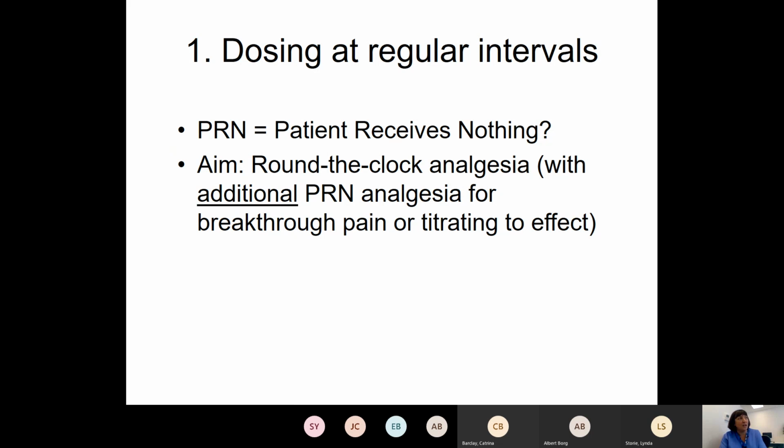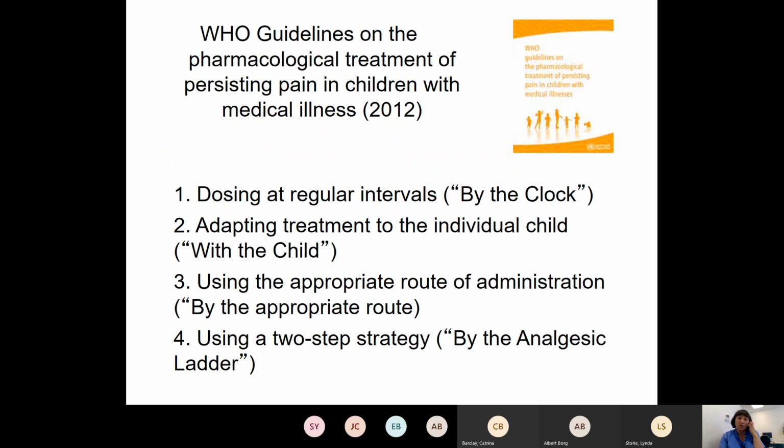Because sometimes PRN can mean patient receives nothing. So we should be aiming for around-the-clock analgesia when we've got significant pain, and that's in accordance with the World Health Organization guidelines on treatment of persistent pain in children with medical illness. So the first point is regular intervals, then adapting the treatment to the individual child.